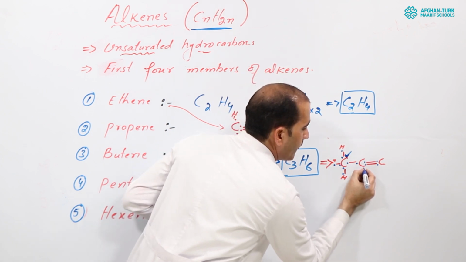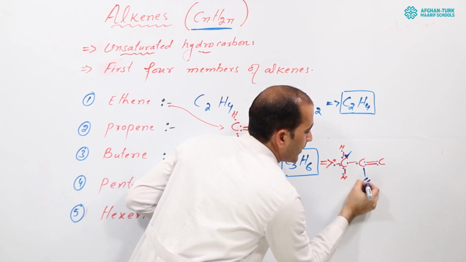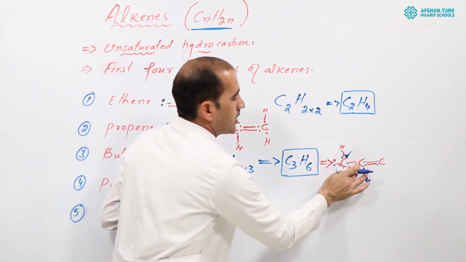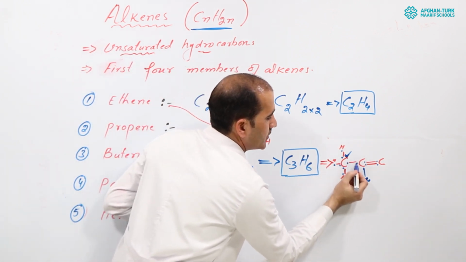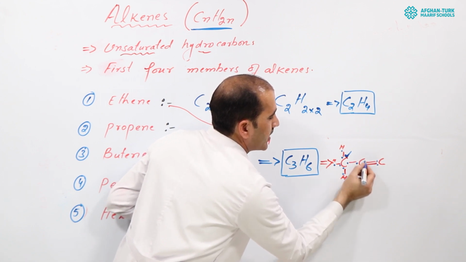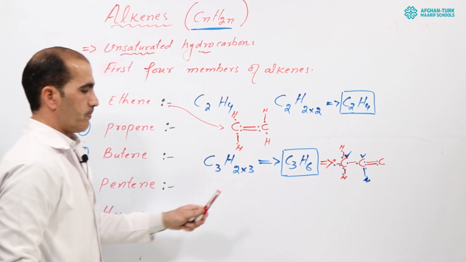So here there is 1 free electron. So 1 hydrogen atom will share its electron with this. As a result, this carbon will also become stable by 8 electrons. 1, 2, 3, 4, 5, 6, 7, 8. So by 8 electrons, this carbon is right now stable.